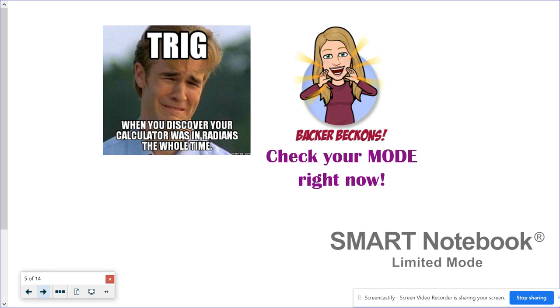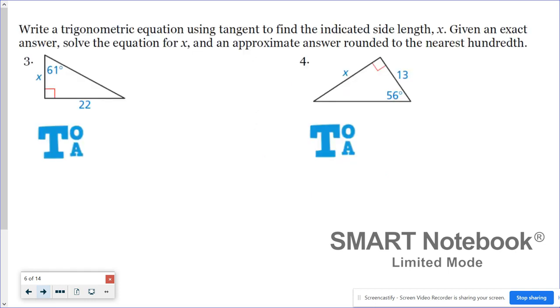So let's do this, okay? Write a trig equation using tangent to find the indicated side length x, okay? I'm not always going to tell you which trig function to use. You need to figure that out, okay? But 61 degrees, it's like, well, what do I know, right? Well, I know the side opposite that angle. What do I want to know? I want to know the side adjacent to that angle. So it makes perfect sense to use tangent, okay?